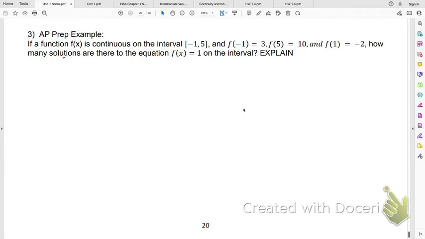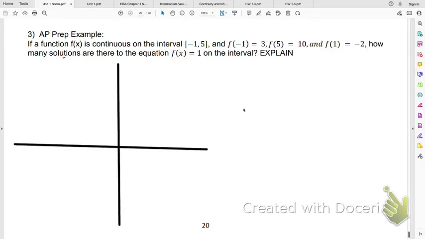We are given a continuous function on the interval -1 to 5. We are also given 3 points on that interval. Okay, so let's sketch what we have. We have f of -1 is equal to 3. All right, so I'm going to draw my little graph here. I've got f of negative 1 is equal to 3. I've got a dot right here. I've got f of 5 is equal to 10.